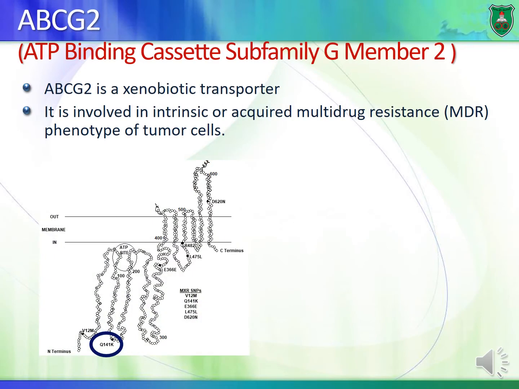So let's look at polymorphism in one of the transporters known as ABCG2. ABCG2 stands for ATP binding cassette, subfamily G member 2. Now, this protein is a xenobiotic transporter. What is xenobiotic? It's a foreign molecule, a synthetic drug, and so on. So what this transporter does is that it allows for entry of certain drugs, and it kicks out certain molecules as well. So it plays a protective role.